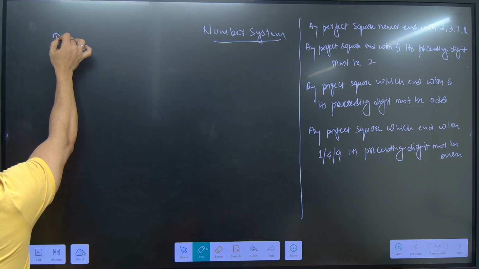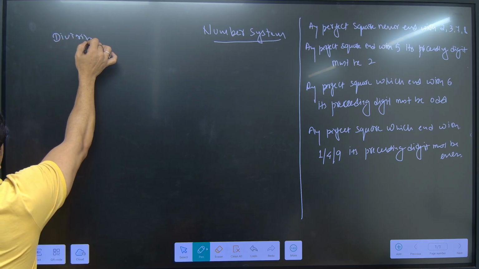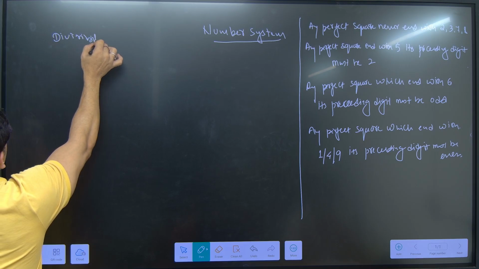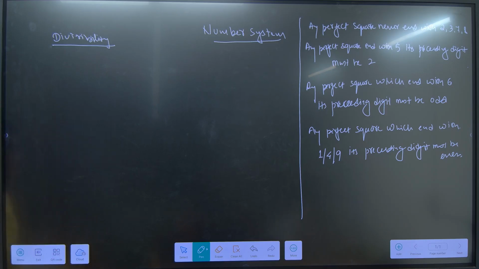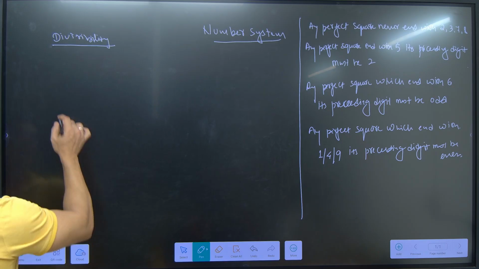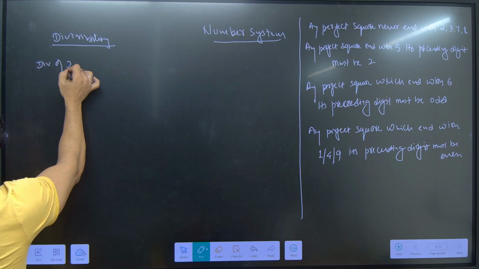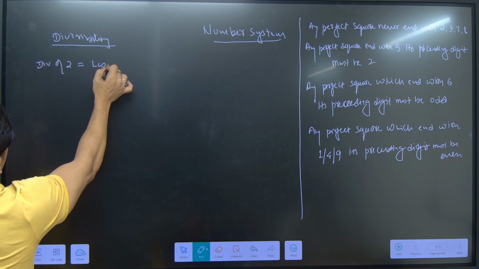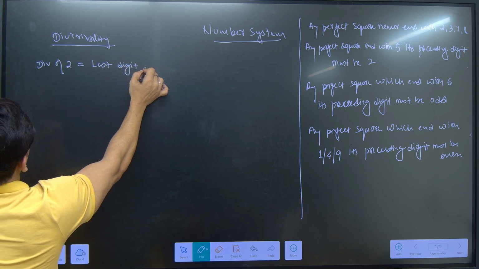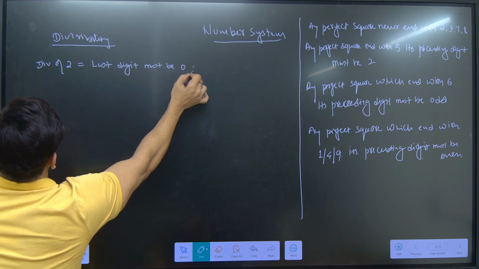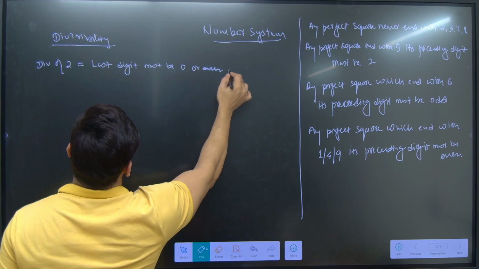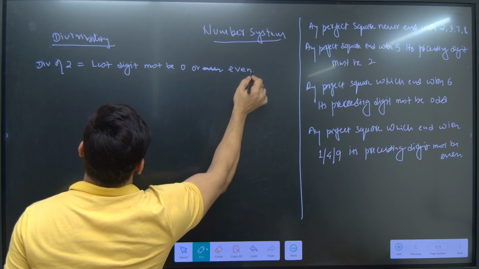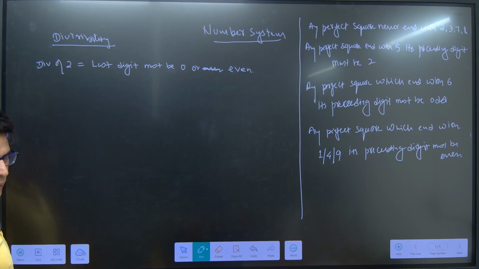Then about the divisibility. You should know when a number is divisible by 2, 3, 4, 5. So divisibility of 2: the last digit must be 0 or even. The last digit, right, has to be 0 or even.